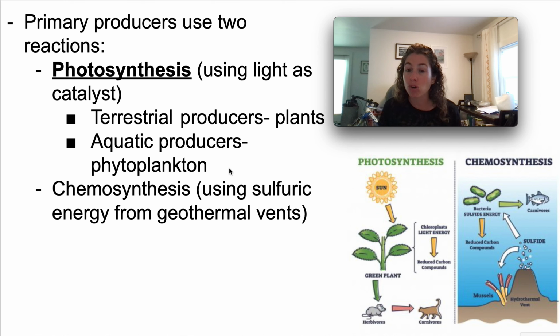Our big terrestrial producer, you guessed it, plants, and our main aquatic producer are phytoplankton. Chemosynthesis happens deep in our ocean, deep in our deep ocean basins at our ridges where there are hydrothermal vents or geothermal vents, and we're releasing hydrogen sulfide, and bacteria there do chemosynthesis. They use that sulfuric energy to convert inorganic carbon to organic carbon. It is fascinating. That's all I'm going to say about it, though.